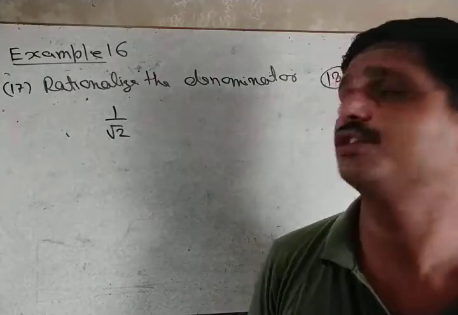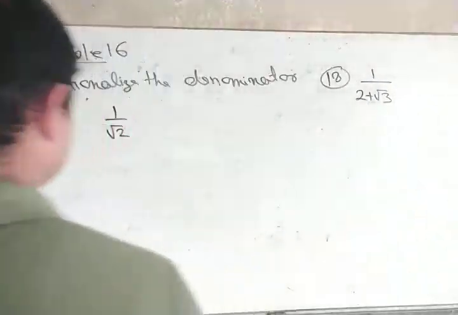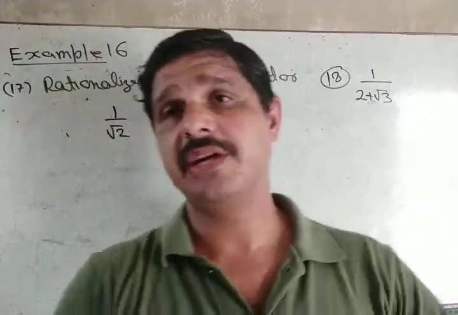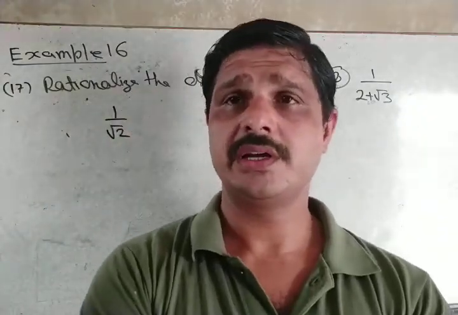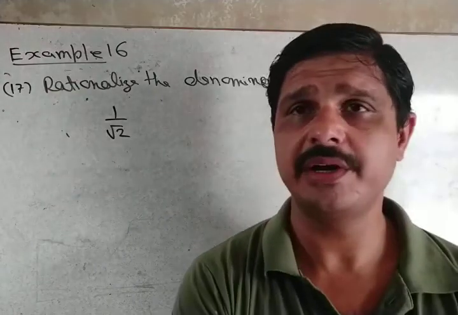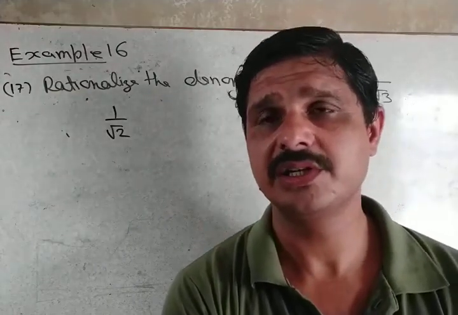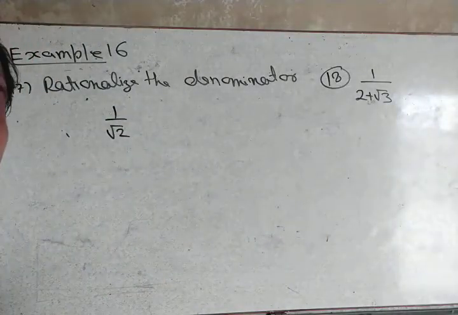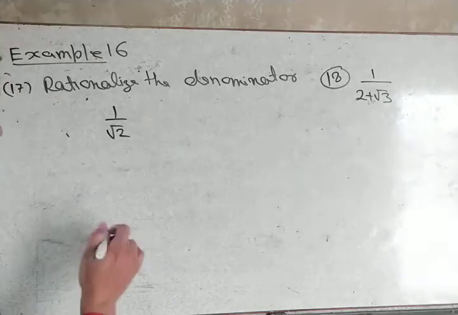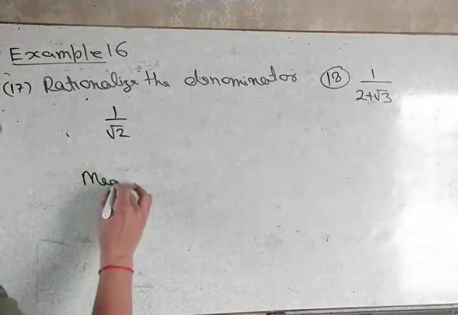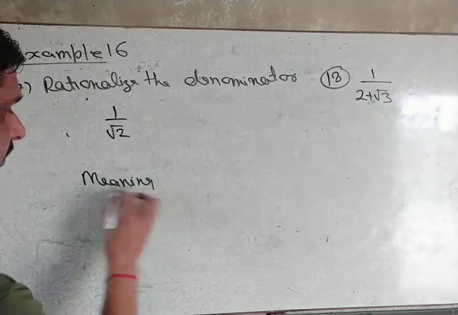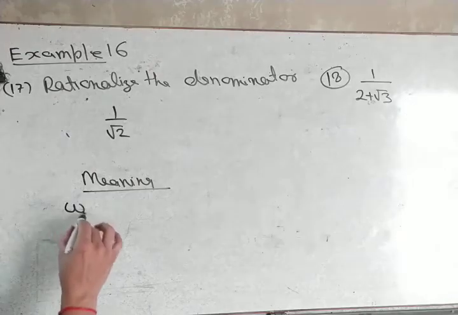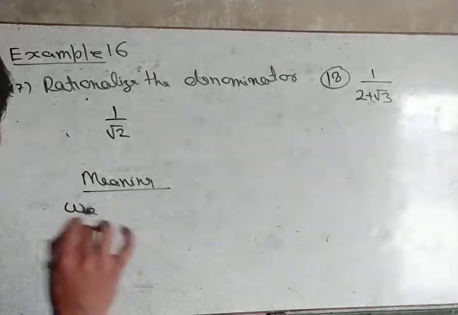So, rationalization of the denominator. Rationalizing the denominator is one of the important questions, and even in competitive examinations, questions on rationalizing the denominator are frequently asked. So what is the meaning of rationalizing the denominator? Meaning of rationalizing the denominator is that we have to multiply the denominator by something. You can write this in your notes so that you always understand.